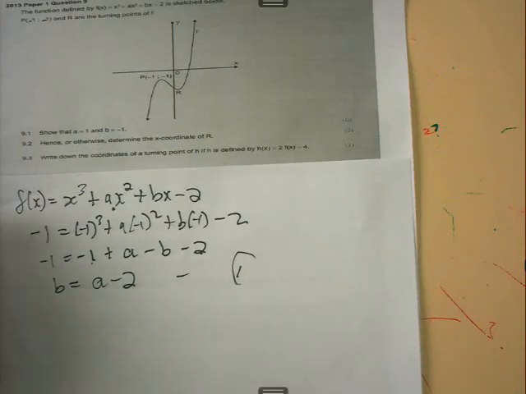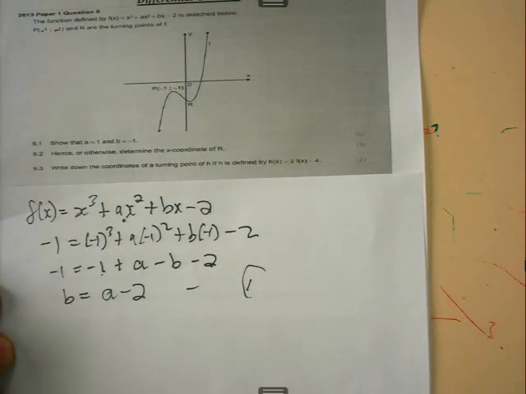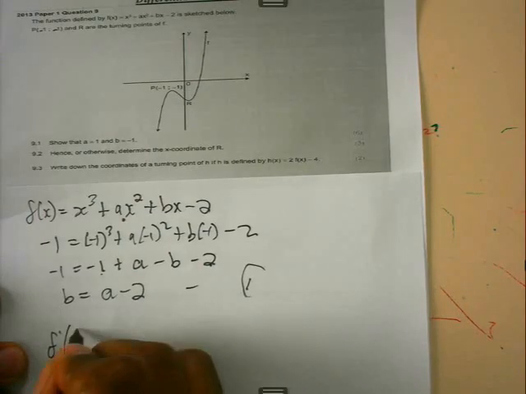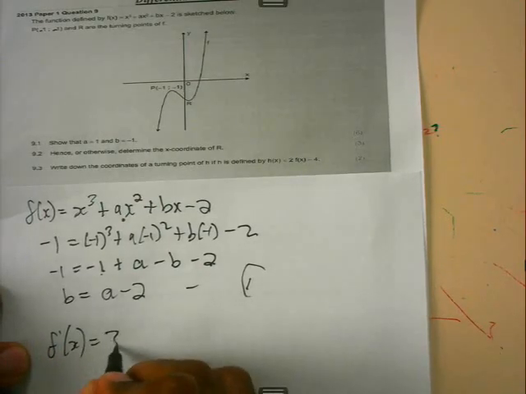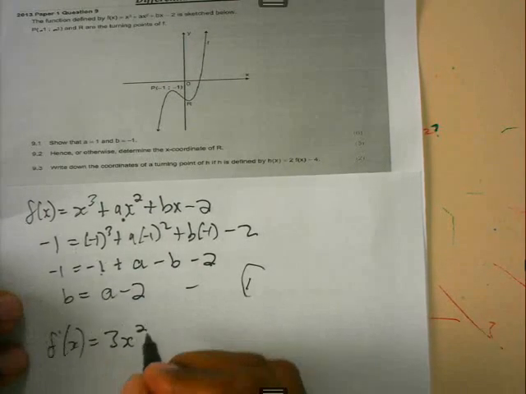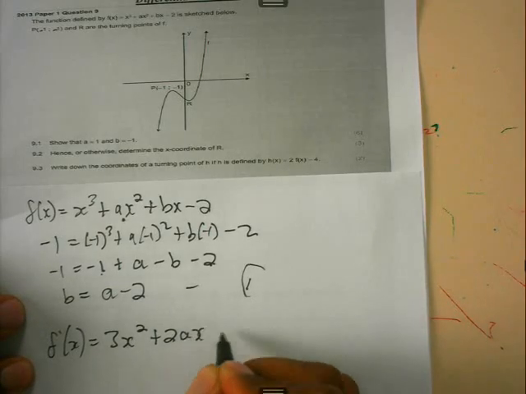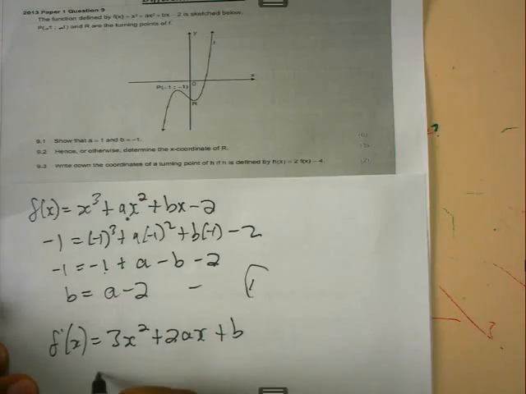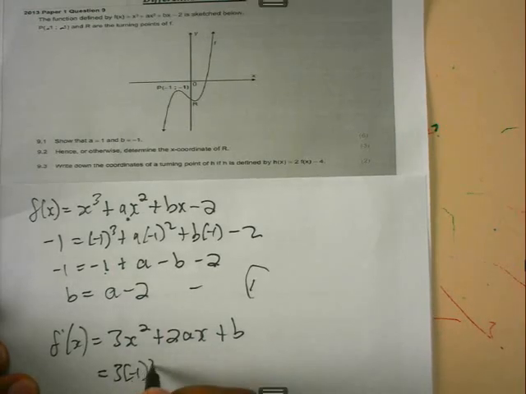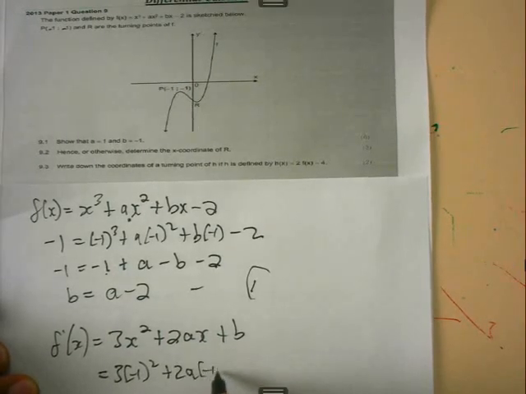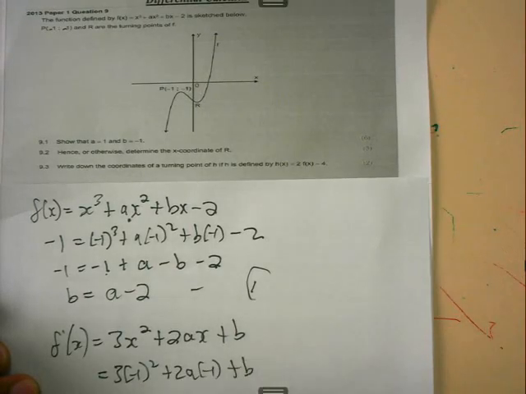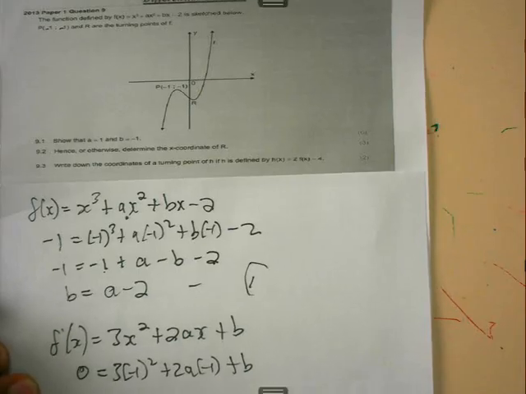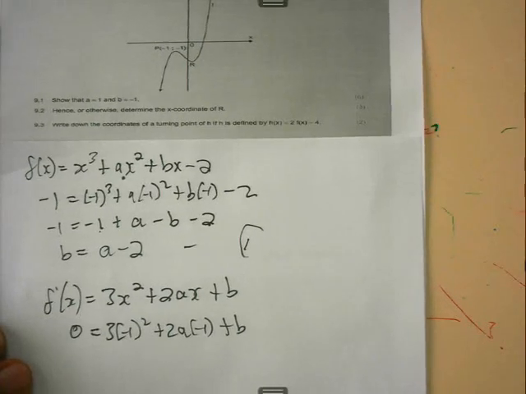Now the second one that we know is, of course, if we have the derivative f prime of x, which is equal to what? 3x squared plus 2ax plus b. If we take this one, we substitute minus 1 squared plus 2a times minus 1 plus b. If we substitute minus 1 in the derivative, then our derivative will be 0.